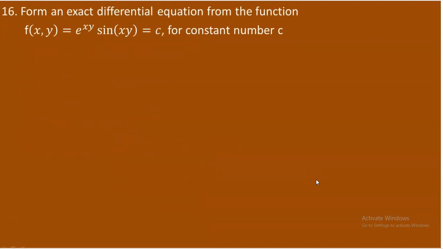Proceeding to the next one, we have the 16th question. It says, form an exact differential equation from the function f of x, y equal to e to the power of xy sine xy equal to c for some constant number c.